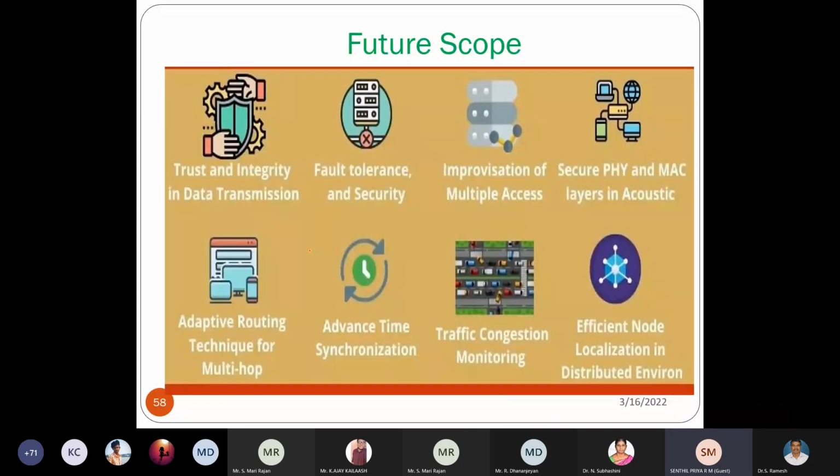And future scope, we are going for trust and integrity in data transmission, then fault tolerance, that is the drawback, and improving multiple access. Already we have seen code division multiple access. We have a lot of multiple access systems, like CDMA, TDMA, FDMA. Here we have an improved version of multiple access, orthogonal frequency division multiple access, which we are using. Again, we are going to introduce some new multiple access system, which is going to be in high speed communication. We are going for physical layer and MAC layer, then media control layer, layers in acoustic.